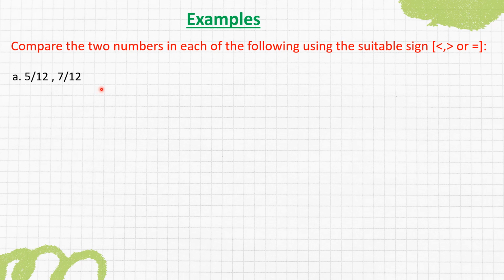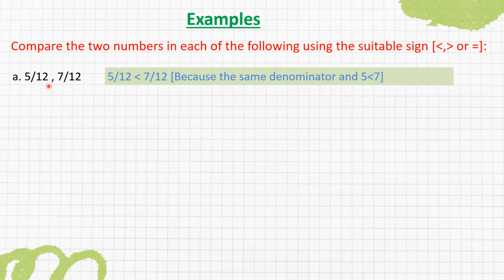Which is greater? We have the same denominator. What will we do, math champions? You should answer. Excellent. 5 over 12 is smaller than 7 over 12 because same denominator and 5 is less than 7.